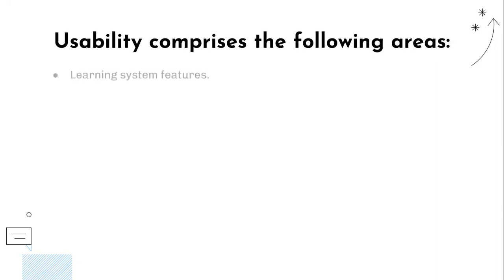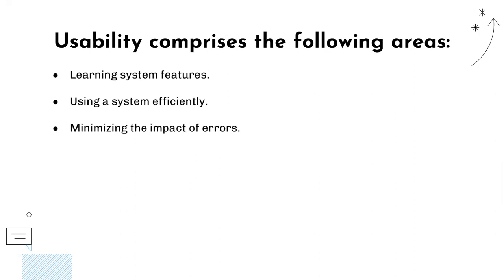Usability comprises the following areas. First things first is learning system features. If the user is unfamiliar with a particular system or a particular aspect of it, what can the system do to make this task of learning easier? Next one is using a system efficiently. What can the system do to make the user more efficient in its operation? This might include the ability for the user to redirect the system after issuing a command.